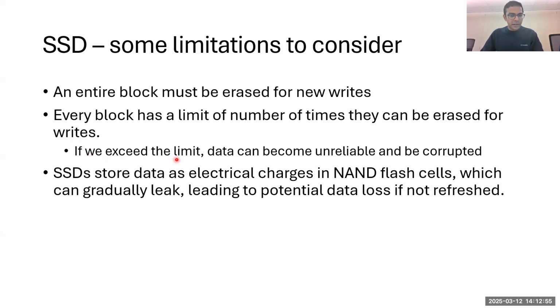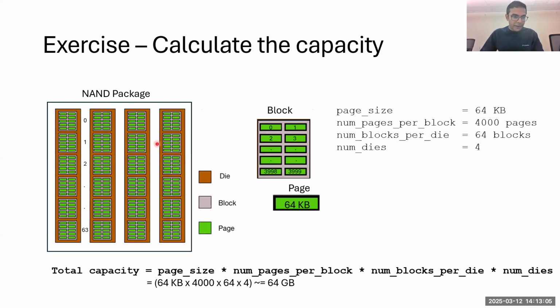And if we exceed the limit, data can become unreliable and be corrupted. And in SSDs, typically you can see that number as like 100,000. So what that means is if you already have data here and if you want to rewrite, you have to erase and rewrite, and you can only do that 100,000 times. And you cannot do that forever. So after 100,000 erase and writes, the block will become unreliable.